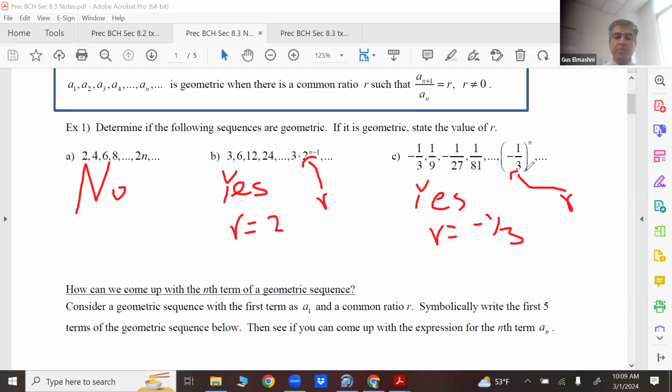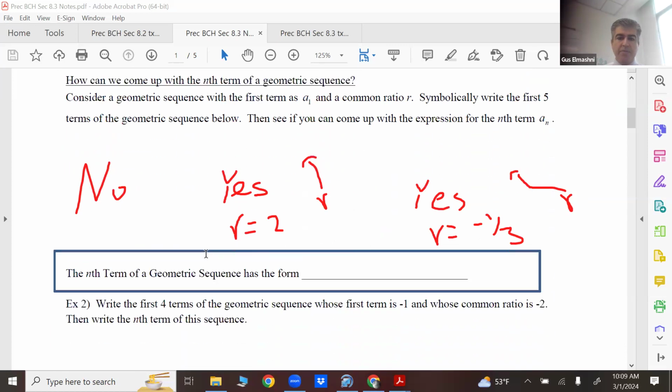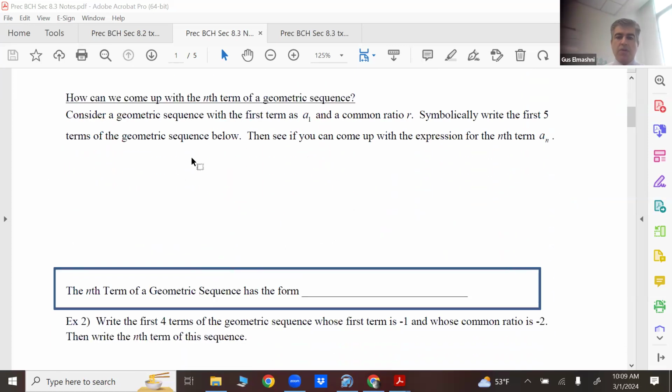How can we come up with the nth term of a geometric sequence? Say, for example, I give you the first term and the common ratio, and you want to find, say, the 10th term or 20th term. Let's talk about it down here. Let's say you want a sub 20. Let's say a sub 1 is 2, and let's say R is 3. So how would I find a sub 20?